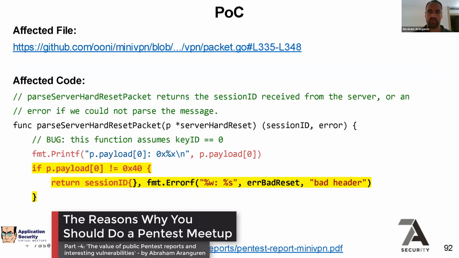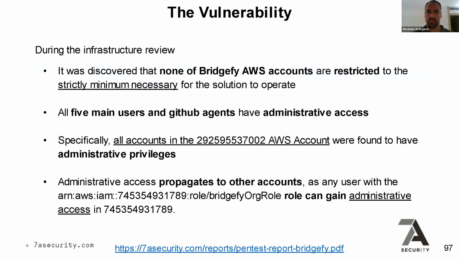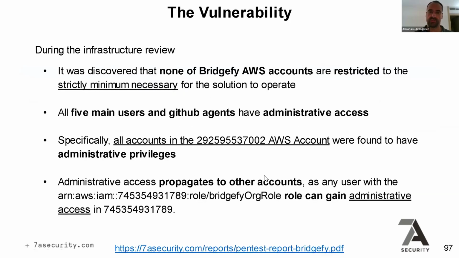Okay, so we don't have, I believe, time for much else. So yeah, this was a cloud example for possible IAM admin takeover through excessive privileges, right? So this would be the type of issues that you find in cloud audits where you have access to some stuff and then this gives you access to something else that you shouldn't have access to, right?